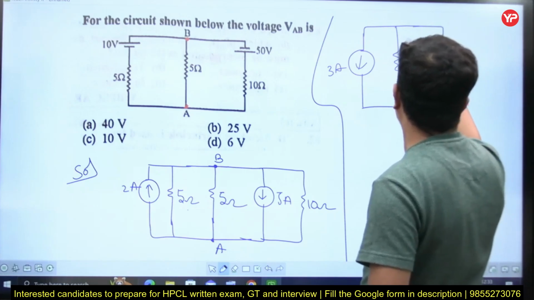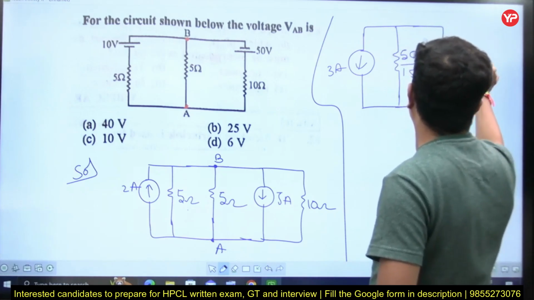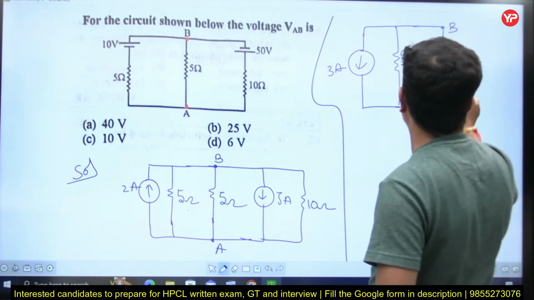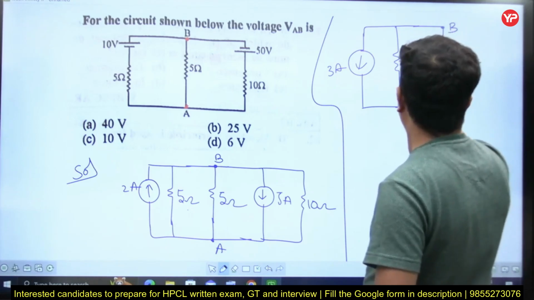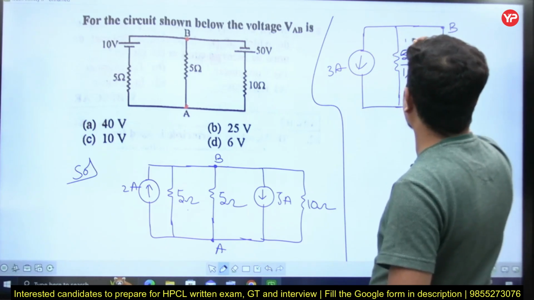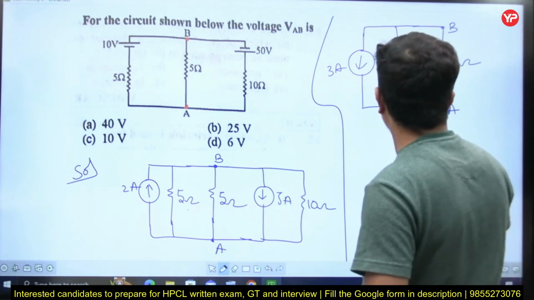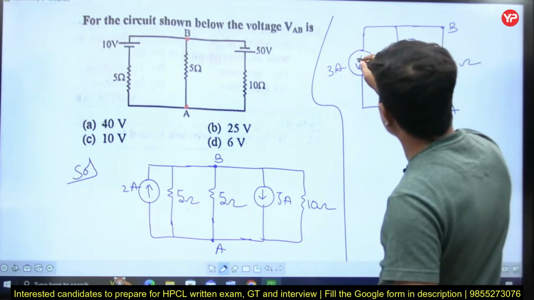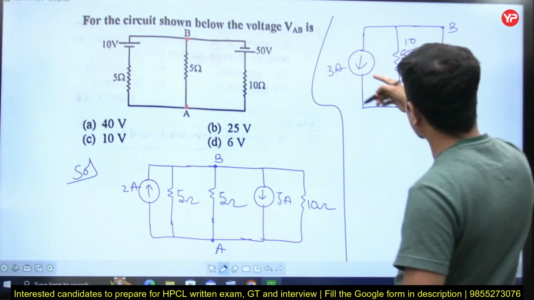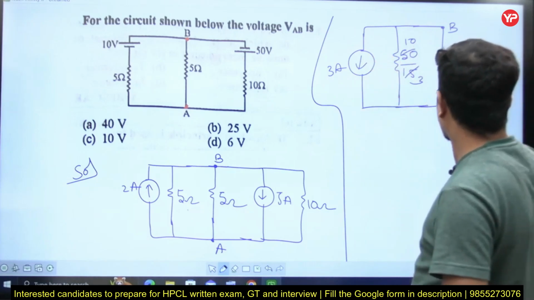Next, that is 5 ohms. This is B, this is A. So the 5 threes and 5 tens are gone. Now how much is the current in this one? As it is there, current will flow this way, the arrow is this way. Now let's find the current I.